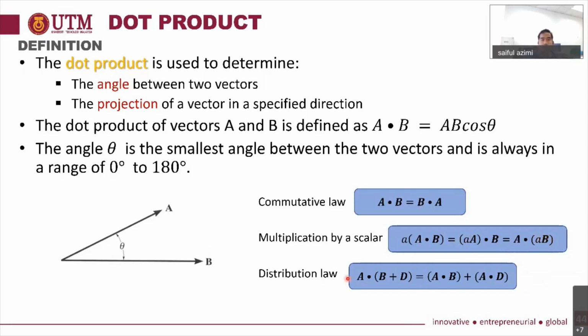Next we have the distribution law. The third law is that if A is dotted with the operation B plus D, it will equal A dot B plus A dot D. So this is how the distribution law goes in the dot product.